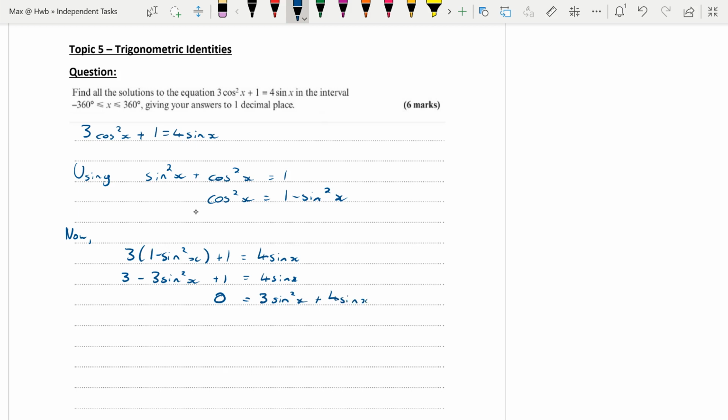Now, this side, I would have had 3 plus 1, which is 4. So if I take it over, it's a negative 4. Be careful of taking them over to the other sides and the signs changing and things like that, okay? So I'm now going to factorize.